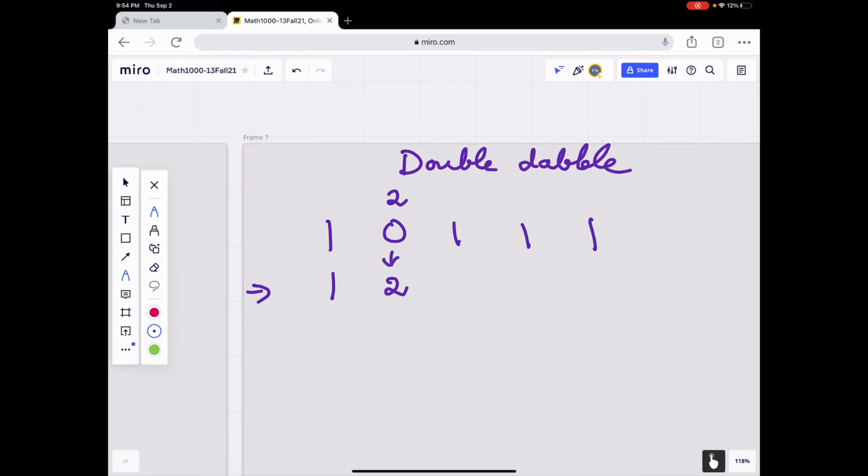Now the next one I do double. So 2 times 2 equals 4. So I put down 4 on top here. I double the 2, equals 4. And 4 plus 1 equals 5. I put down 5 under here.